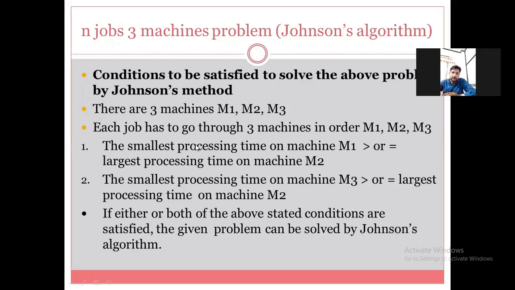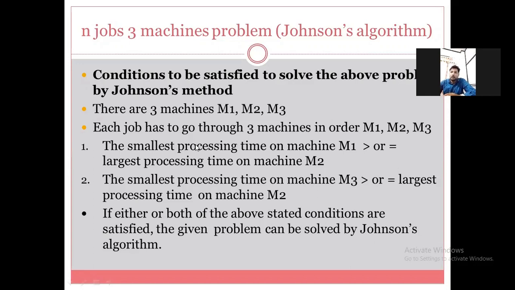The second condition is that the smallest processing time on machine m3 should be greater than or equal to the largest processing time on machine m2. So for the second condition, we have to find the smallest processing time on the m3 machine among all the jobs, and that smallest processing time on m3 should be greater than or equal to the largest processing time on machine m2.